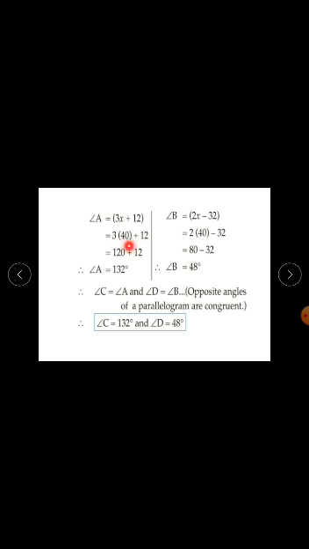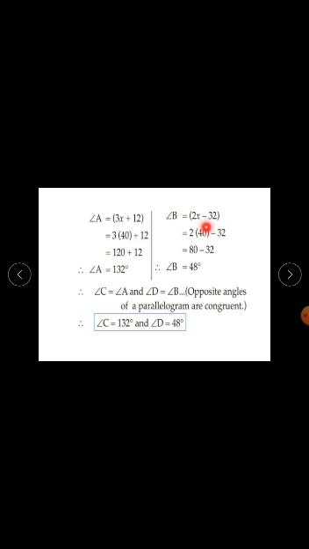So substitute 40 here. 3x means 3 into 40, plus 12. Now 3 into 40 is 120, so 120 plus 12 is 132 degrees. Therefore angle A is equal to 132 degrees.